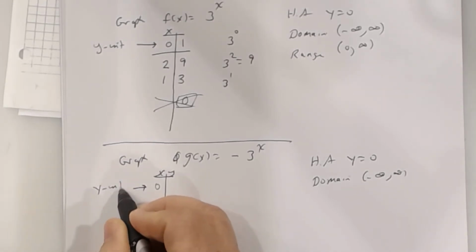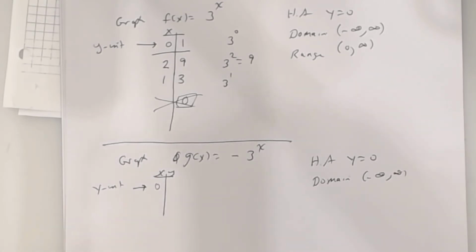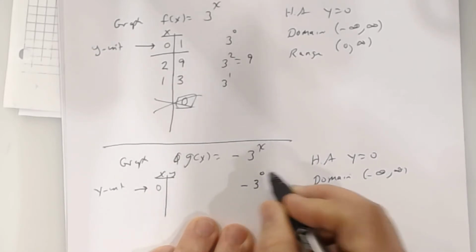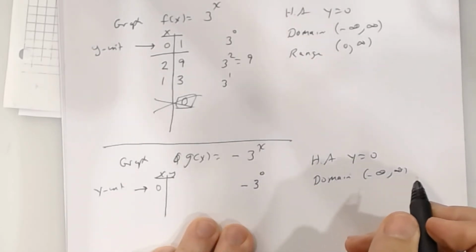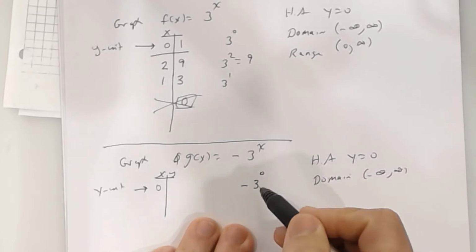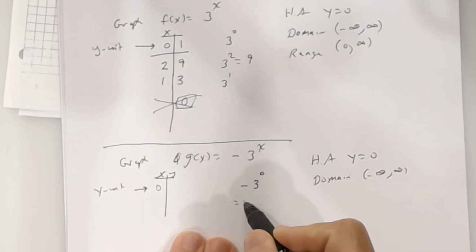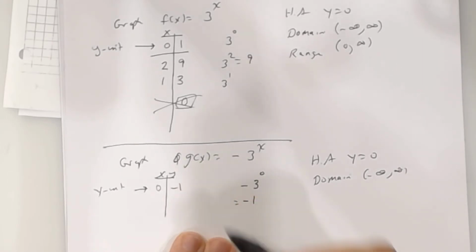The y-intercept. So when x is 0 now, listen carefully. When x is 0, I get negative 3 to the 0. What's 3 to the 0? 1, so this becomes a what? Negative 1. So my y-intercept is negative 1 this time.